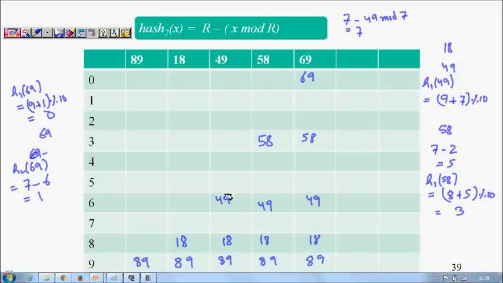So we see that the second hash function, as we were calculating, gives us fast collision resolution. This is the strategy that is known as double hashing.